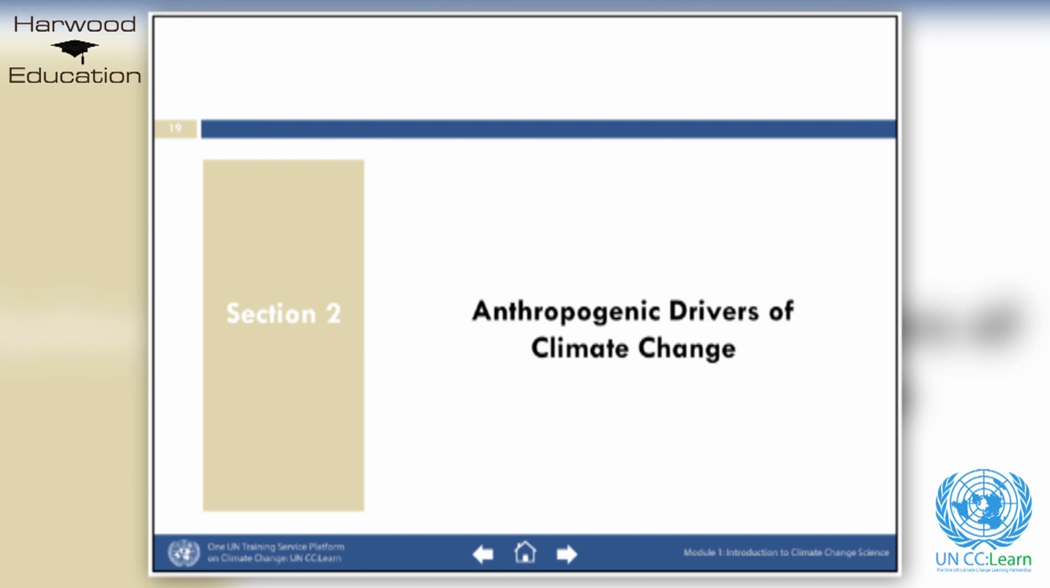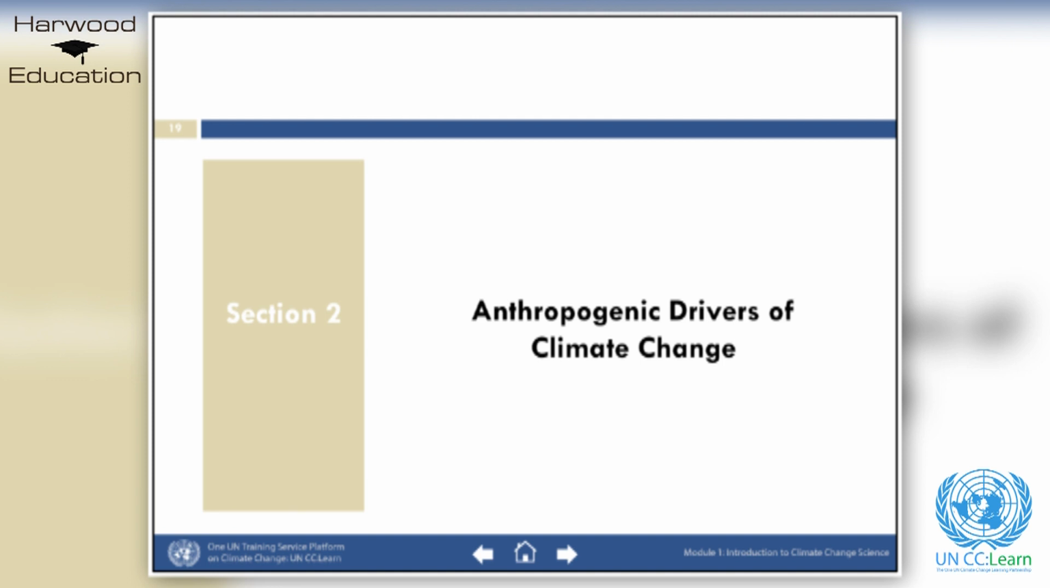Section 2. Anthropogenic drivers of climate change. This section discusses the main driver of anthropogenic climate change, for example, the increased concentration of greenhouse gases in the atmosphere. The section starts with an overview of the most important greenhouse gases emitted by humans.